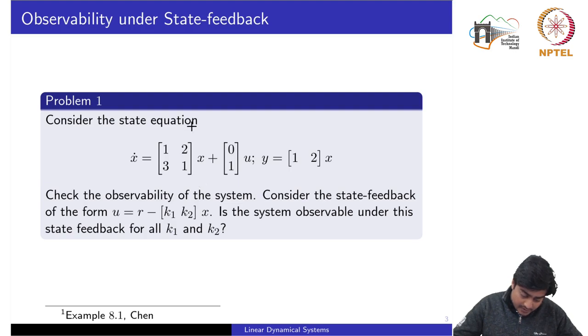In the first problem, we are considering the state equation x dot is equal to Ax plus Bu, y is equal to Cx, where the A, B, C matrices are given here. This problem was taken from example 8.1 of one of the references mentioned on the course page. First we need to investigate the observability of the system. Second, we shall design the state feedback of the form r minus Kx, where K is a vector composed of k1 and k2. We need to investigate whether the system is observable under this state feedback for all k1 and k2.